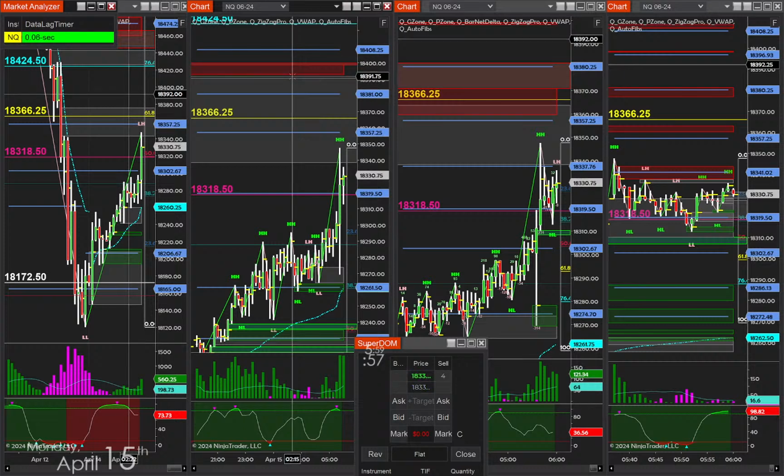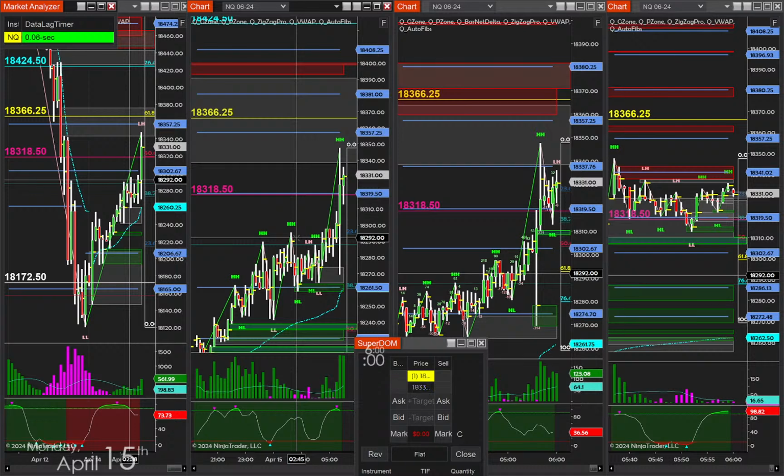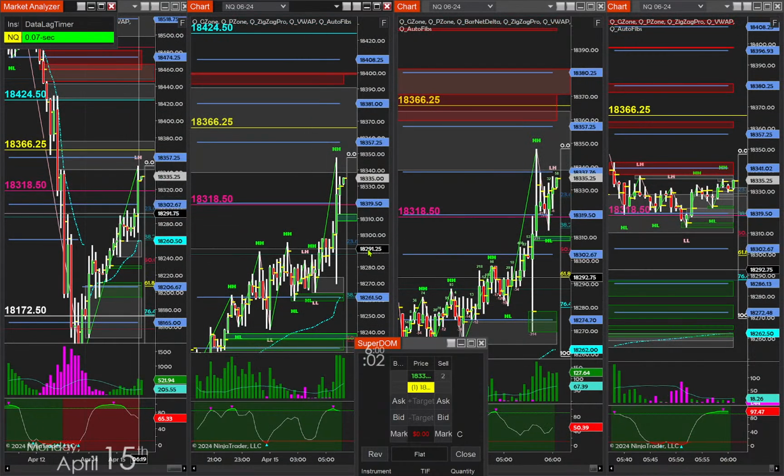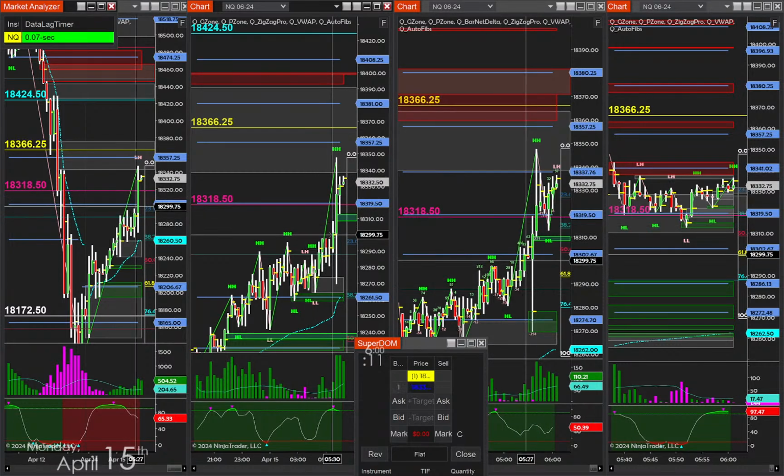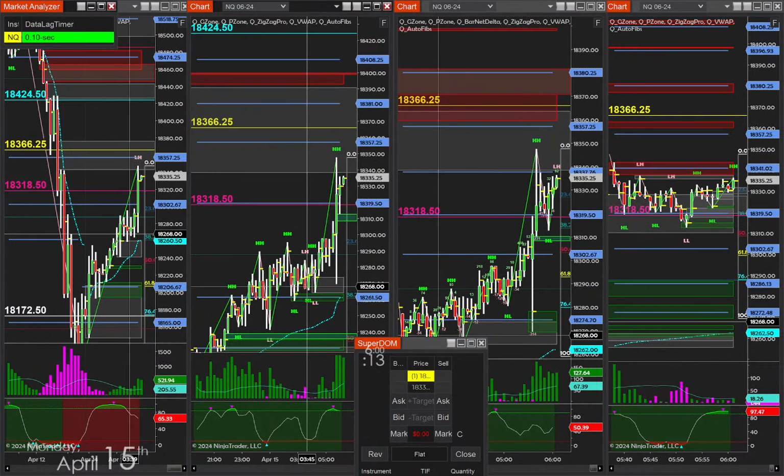Yeah, it's a naked point of control. Yeah, but it's on the bar level, right? It's at the bar level. It's not at the session level. Yes, it is a naked point of control for the bar.